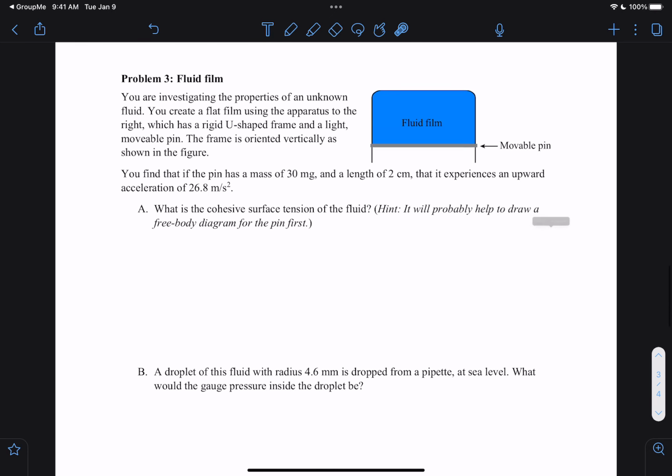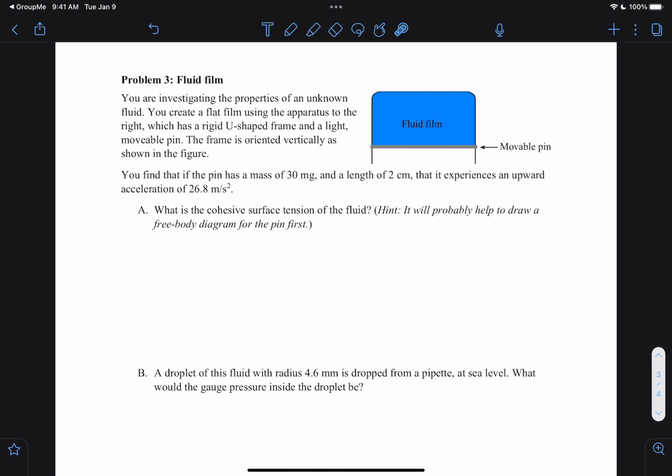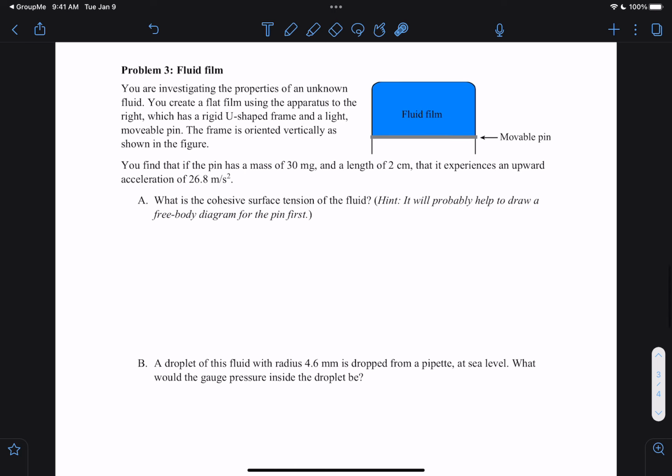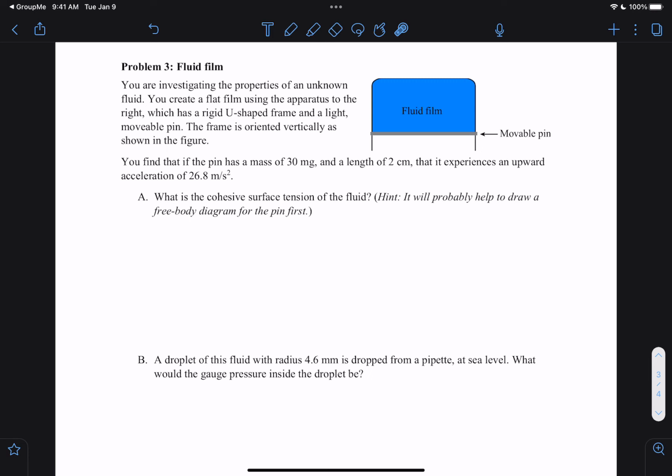Problem 3 now is fluid films. This is where we get into adhesion, cohesion, and surface tension. So, problem 3, you're investigating the properties of an unknown fluid. You create a flat film using the apparatus to the right, which has a rigid U-shaped frame and a light movable pin. The frame is oriented vertically, as shown in the figure.